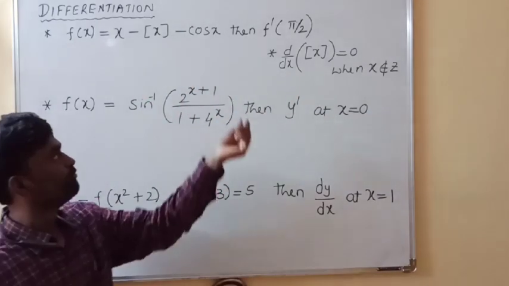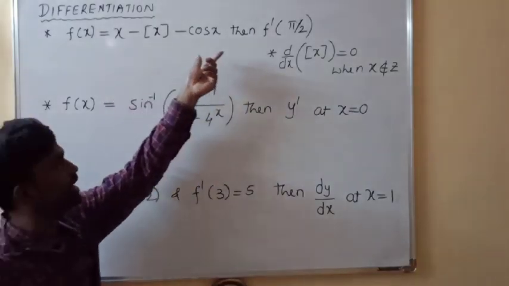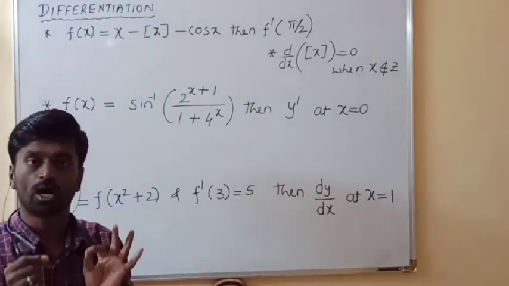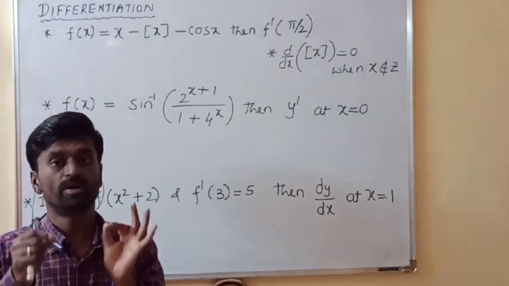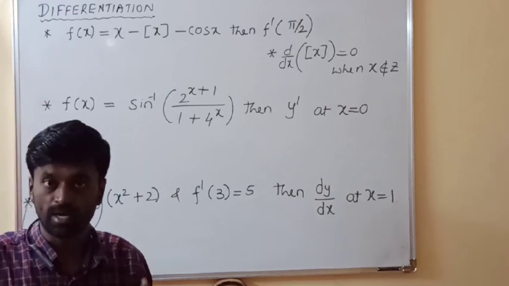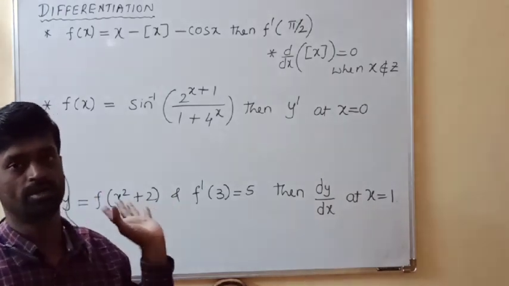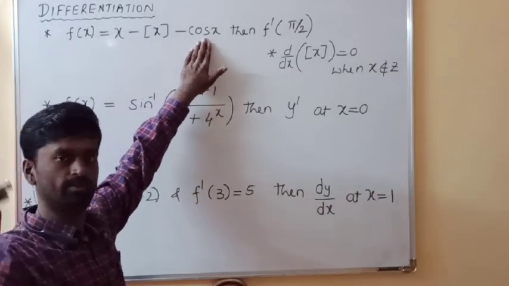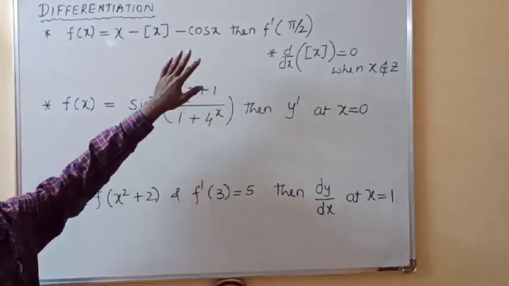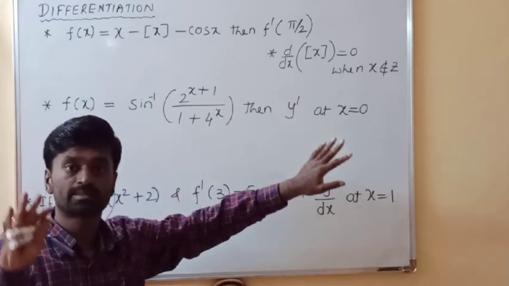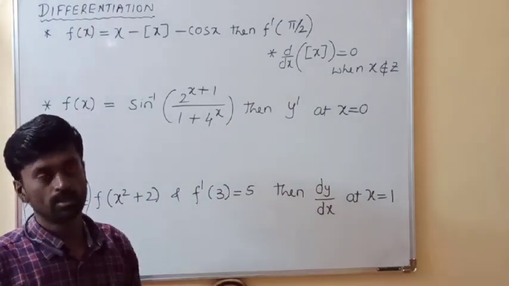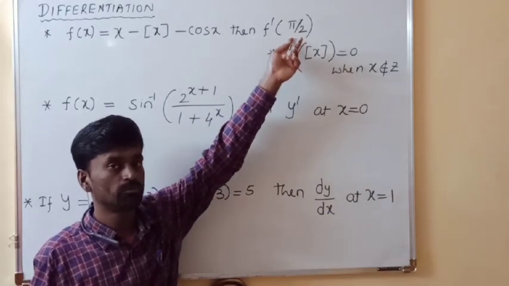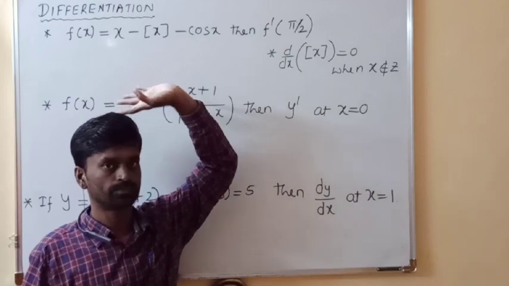Okay. So first look at the question and think what we have to find. F dash of pi by 2. That means we have to find f dash x when x is equal to pi by 2. So clearly the x function and cos function are differentiable everywhere. The step x function is also differentiable everywhere except at integers. Now here you look at the point. At which point do we have to find the derivative? At pi by 2.